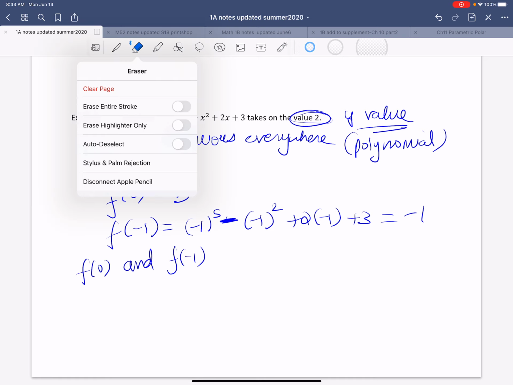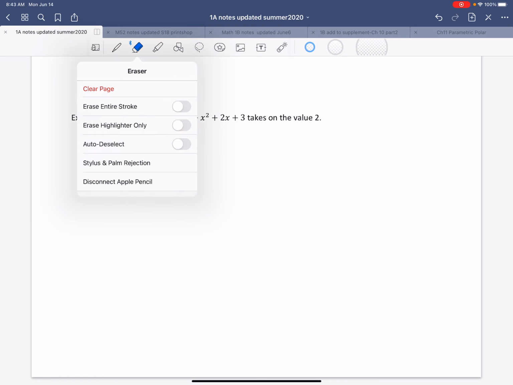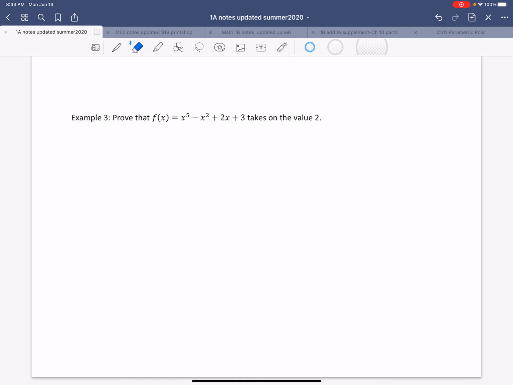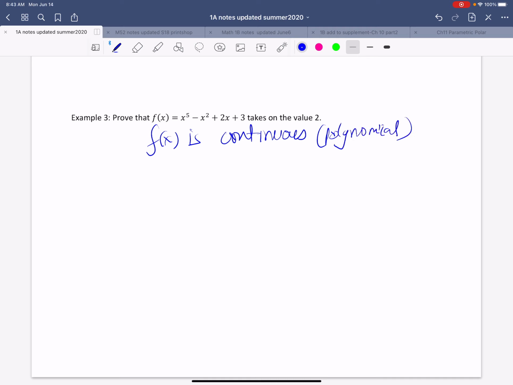So 2 lies between these. Oops, I did not mean to clear the page. So we just said f of x is continuous because it's a polynomial.